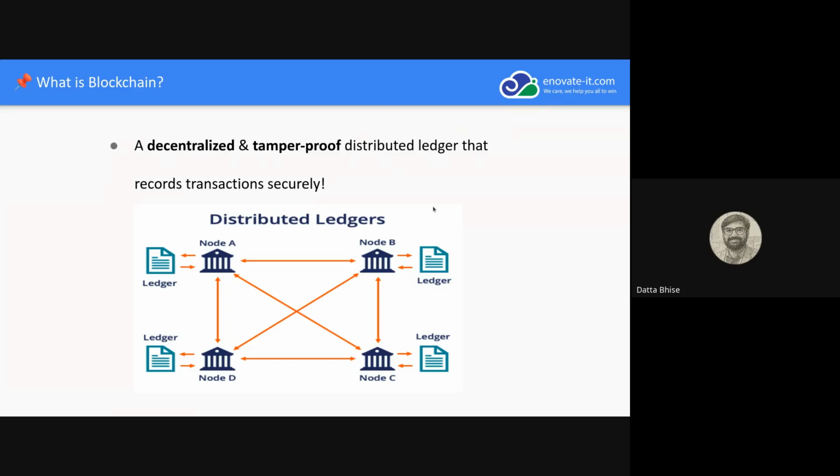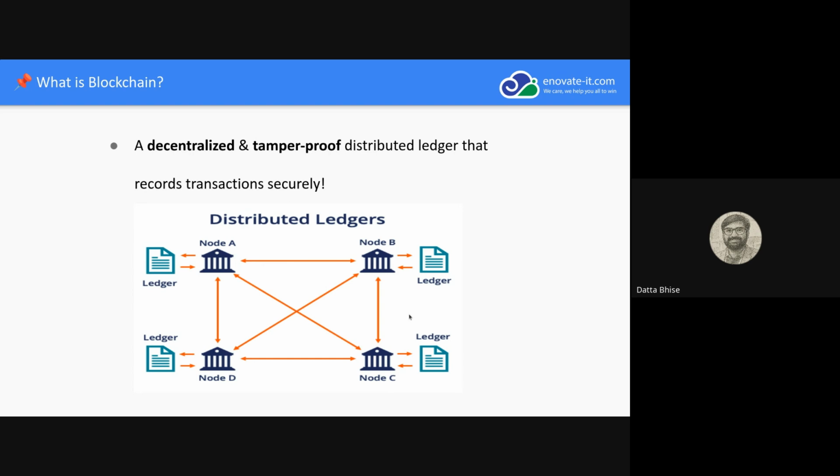Transaction securely. Okay, so what does it mean, decentralized? Decentralized means you can see the picture. We have lots of nodes which are connected with each other, and each has an exact copy of that ledger. If some transaction is added, all ledgers get updated on each node. So even if one node gets outside of the network, we still have our ledger copy distributed across the other nodes. That's why it's secured, or we can say decentralized.